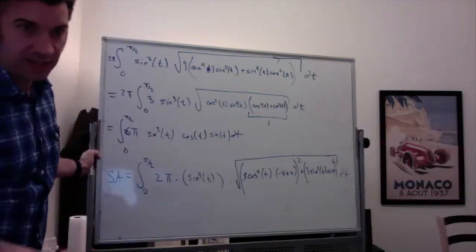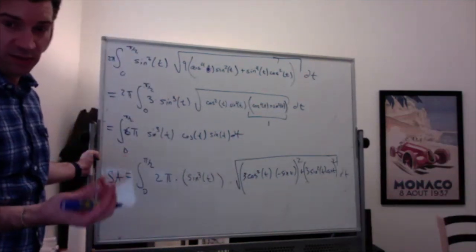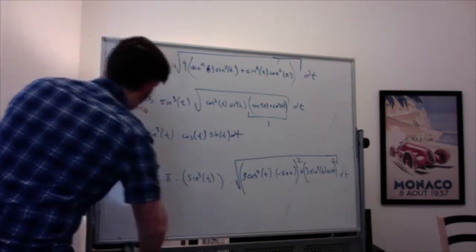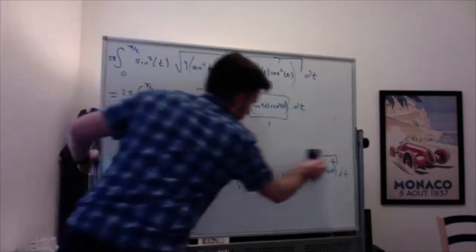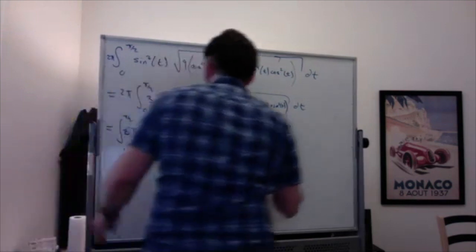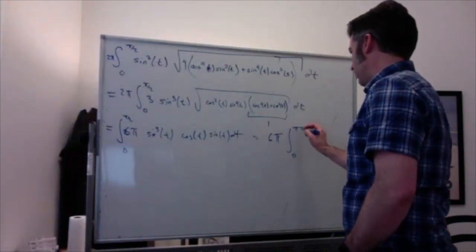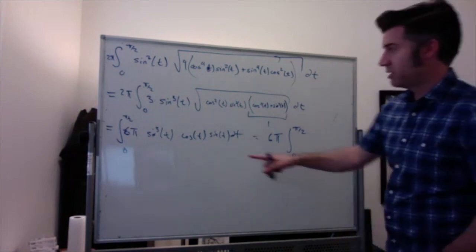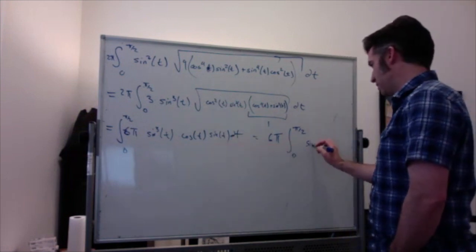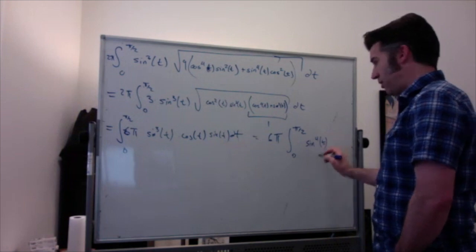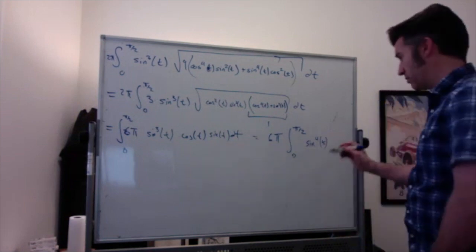And now this is one of those powers of sines and cosines problems that we can totally do. So let's rewrite this. This is 6 pi times the integral from 0 to pi over 2 of sine to the 4th times cosine. So let me ask everybody, are we going to let u equal sine or u equal cosine?